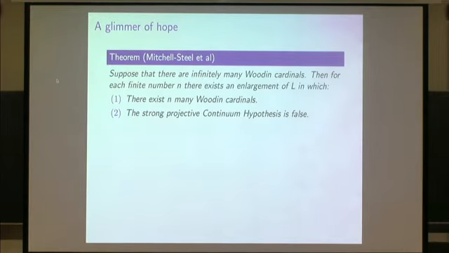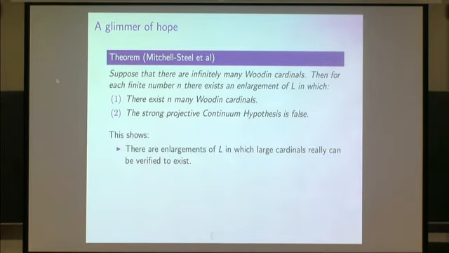Okay, and then there's the glimmer of hope, the theorem of Mitchell, Steel, and company. Suppose there are infinitely many Woodin cardinals, then for every finite number n, there is an enlargement of L in which there are n many Woodin cardinals, and the strong projective continuum hypothesis is false. What does this show? First of all, it shows there are enlargements of L in which large cardinals can be verified to exist. So there is an enhancement of the definable power set that can lead to universes which can accommodate large cardinals, at least at the level of Woodin cardinals.